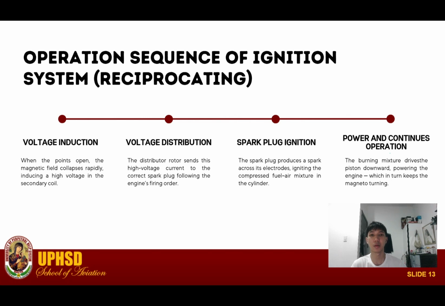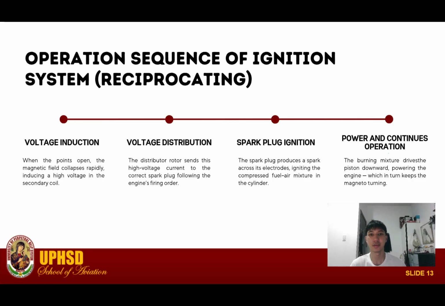Then the spark plug ignition. Once the voltage reaches the spark plug, it jumps across the electrodes, creating a spark. This spark ignites the compressed fuel-air mixture inside the cylinder, producing a combustion.